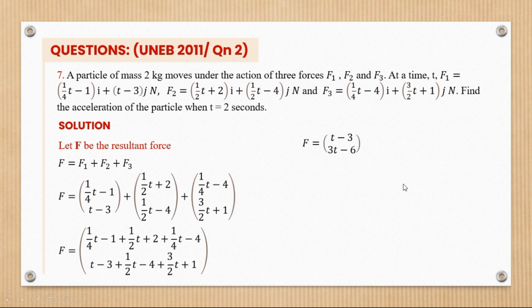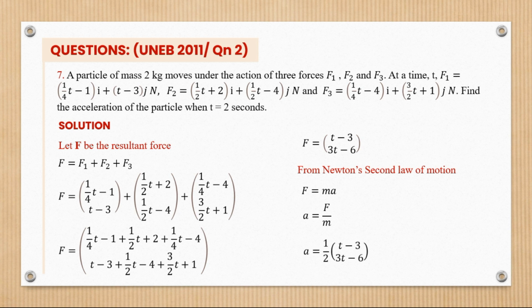I'm going to find the acceleration from Newton's second law of motion. So from Newton's second law of motion, I know that F is ma, and then if I make a the subject, a shall actually be equal to F over m, of which it's the same as this. So it's the same as a half times this force right there, because we're dividing F over 2.